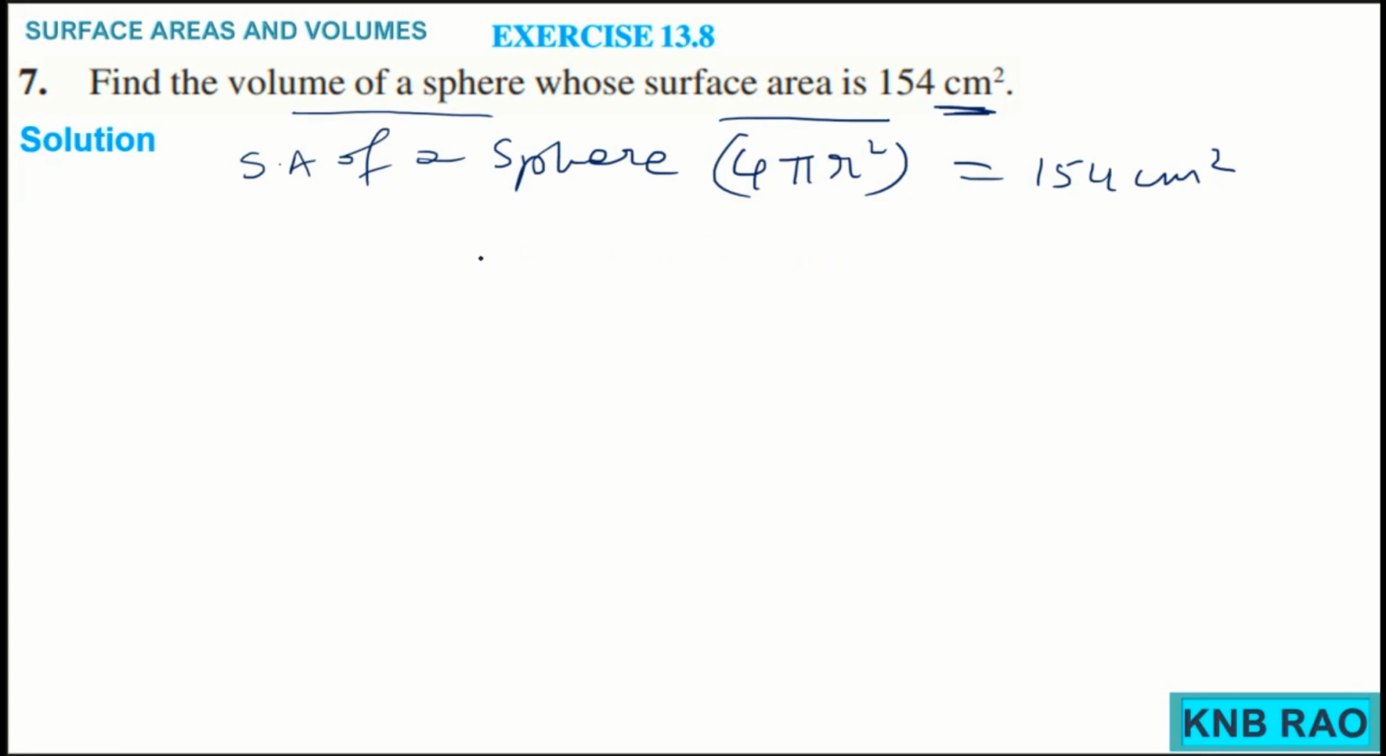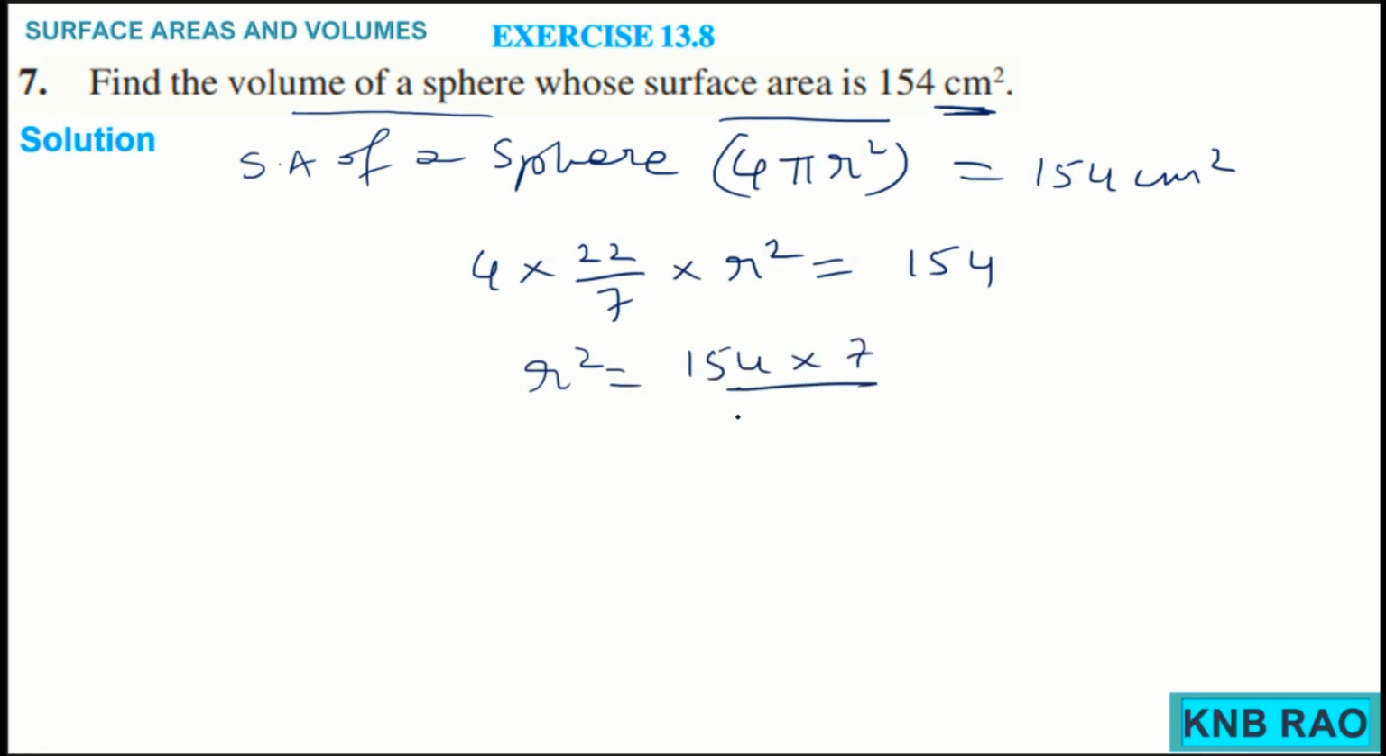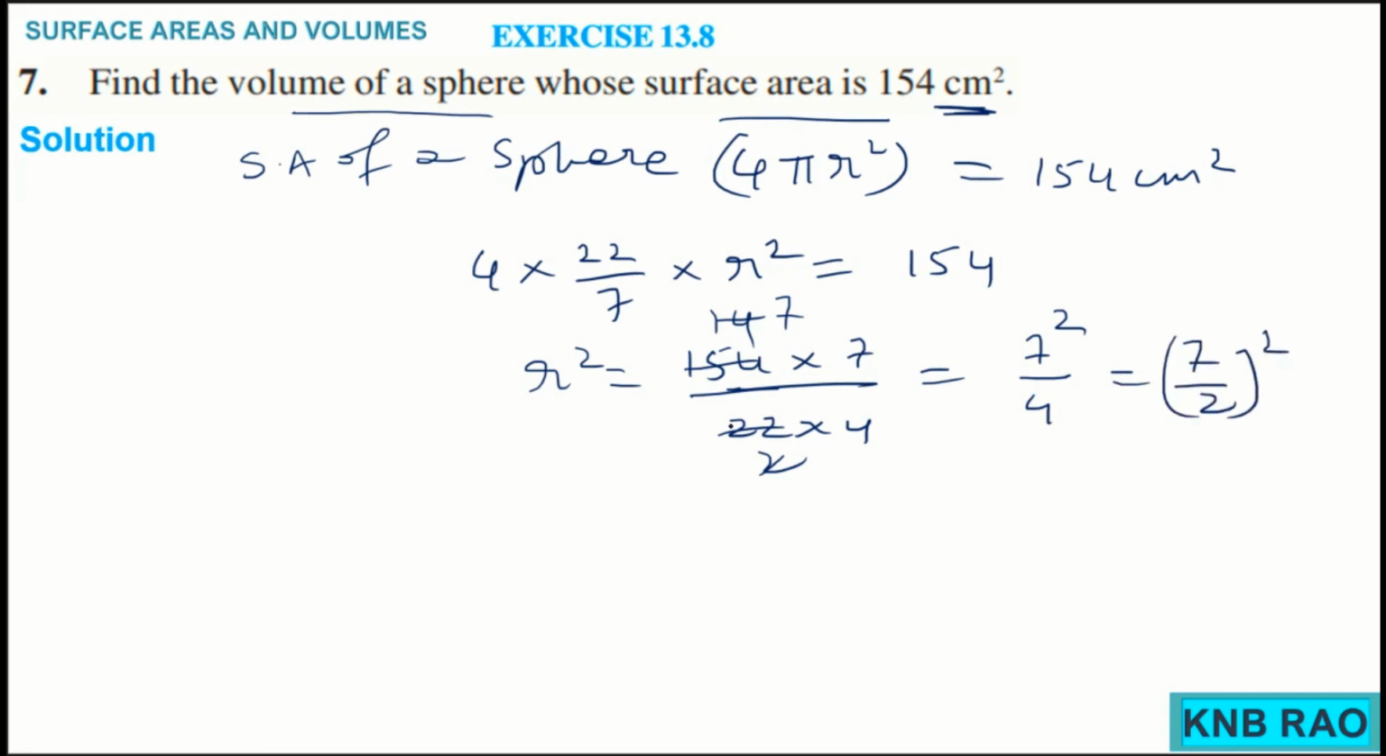You can do it once again. So 4 into 22 by 7 into r square equals 154. Transpose 4 into 22 by 7 to the other side, so r square equals 154 into 7 upon 22 into 4. So 11 2s are 22, 11 14s are 154, and 2 7s are 14. It becomes 7 by 7 square by 4, or 7 by 2 whole square. That's how the radius is 3.5 centimeter. R square is 7 by 2, which means r is 3.5.